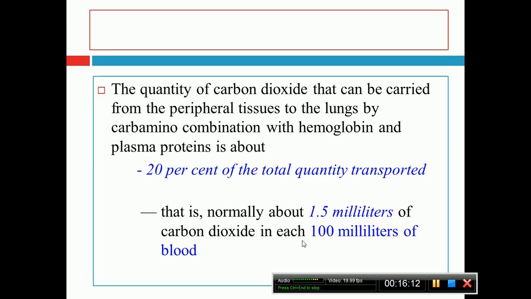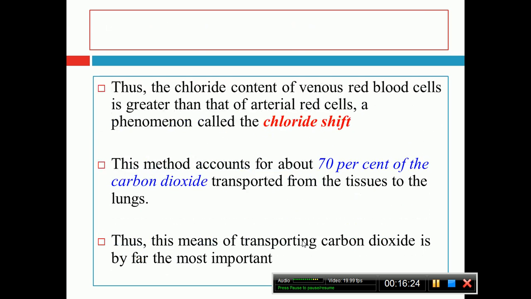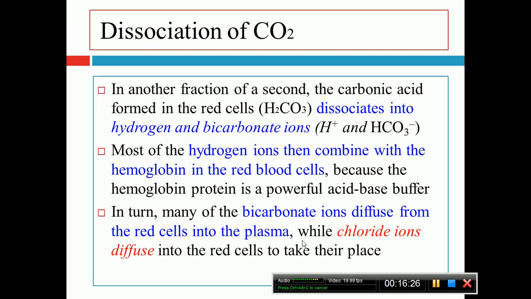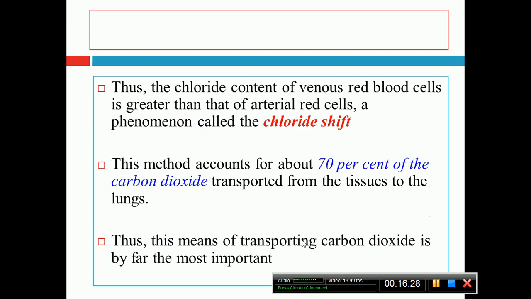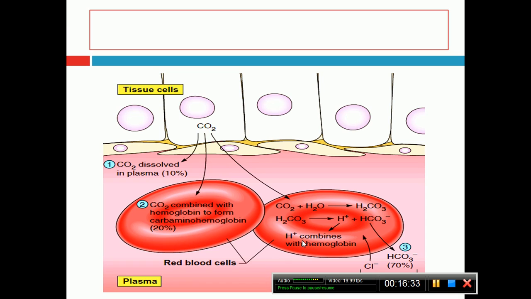So now we have the breakup. In the dissolved state it is transported about 10%, as carbamino hemoglobin around 20%, while as bicarbonate ion it is transported around 70%.